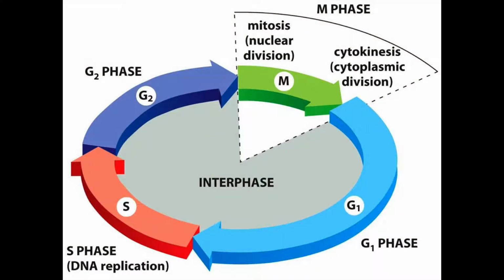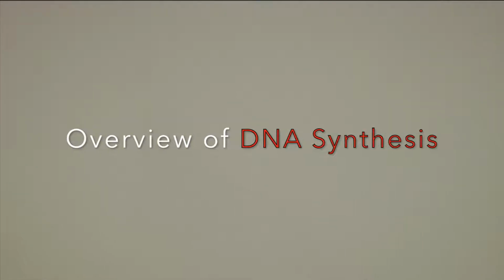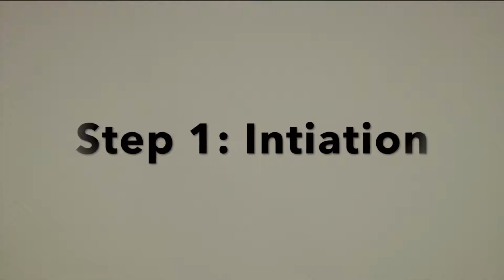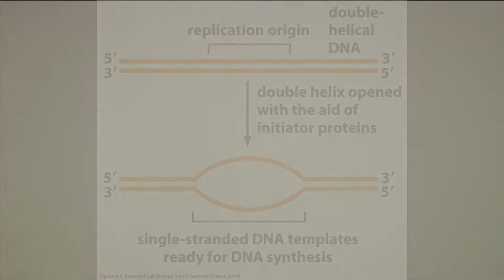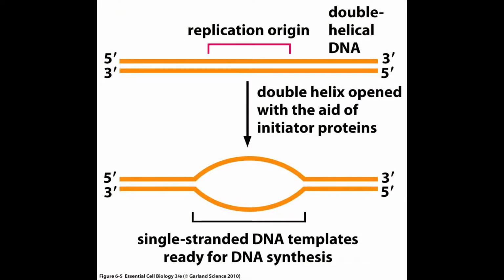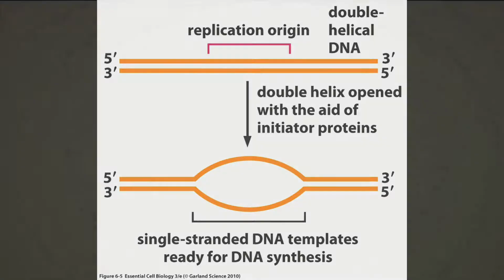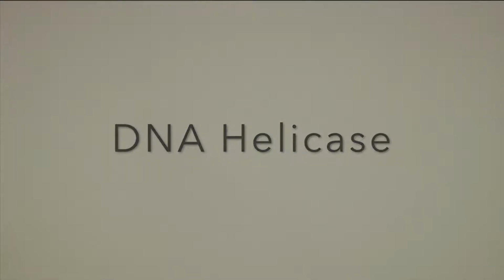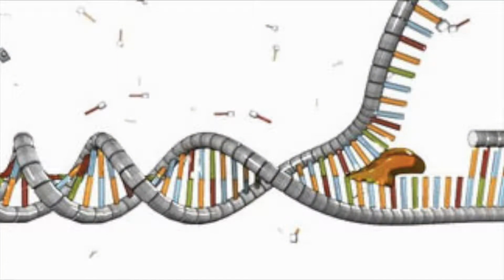It is a specific phase of the cell cycle that allows cells to actively divide to have the exact same genome. Let's start with an overview of DNA synthesis. There are three basic steps in DNA synthesis. Initiation is the first step where replication begins at a specific sequence of bases on the double helix called the origin of replication. DNA helicase is the enzyme responsible for opening up the double helix.